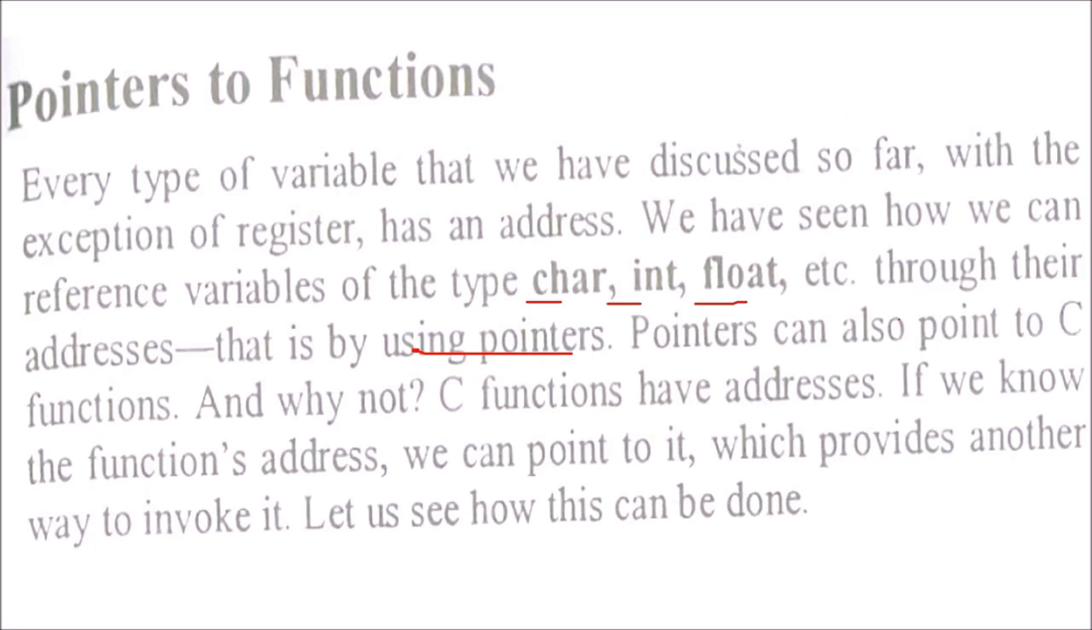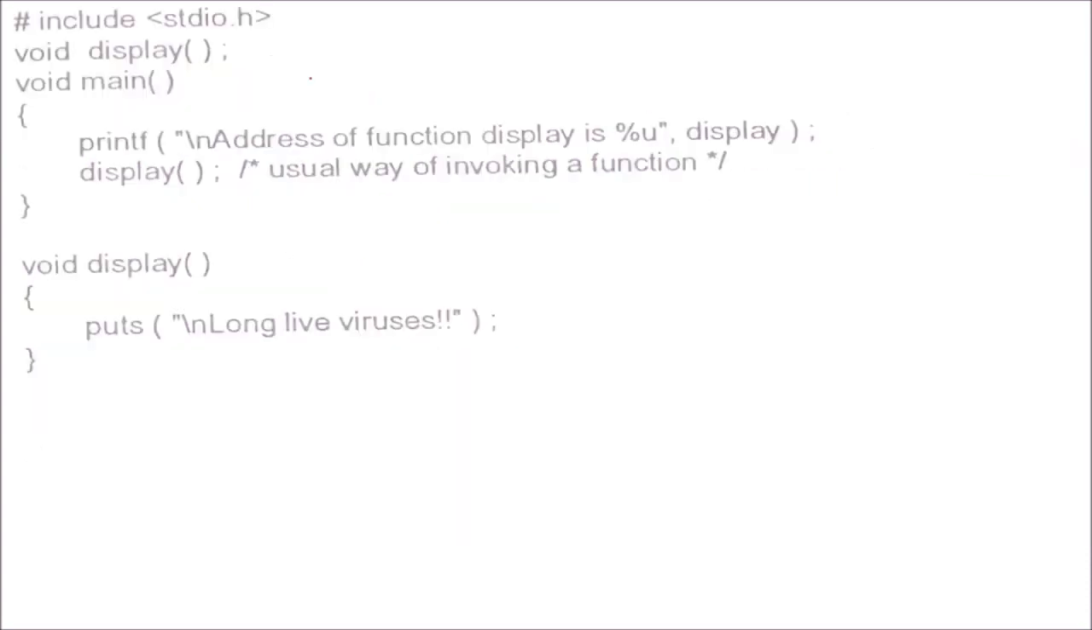Now, functions also have addresses, right? A C function also has an address, because everything has an address. So if we know the function address, we can just point to it. It will provide another way to invoke it. So we can point to the function, we can invoke the function also. So let us see how we can do it.